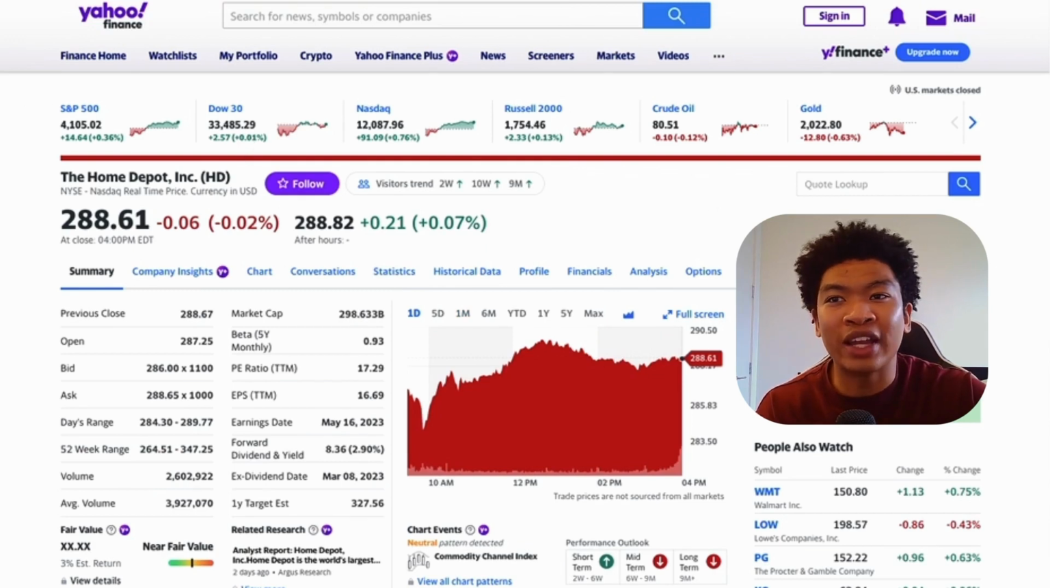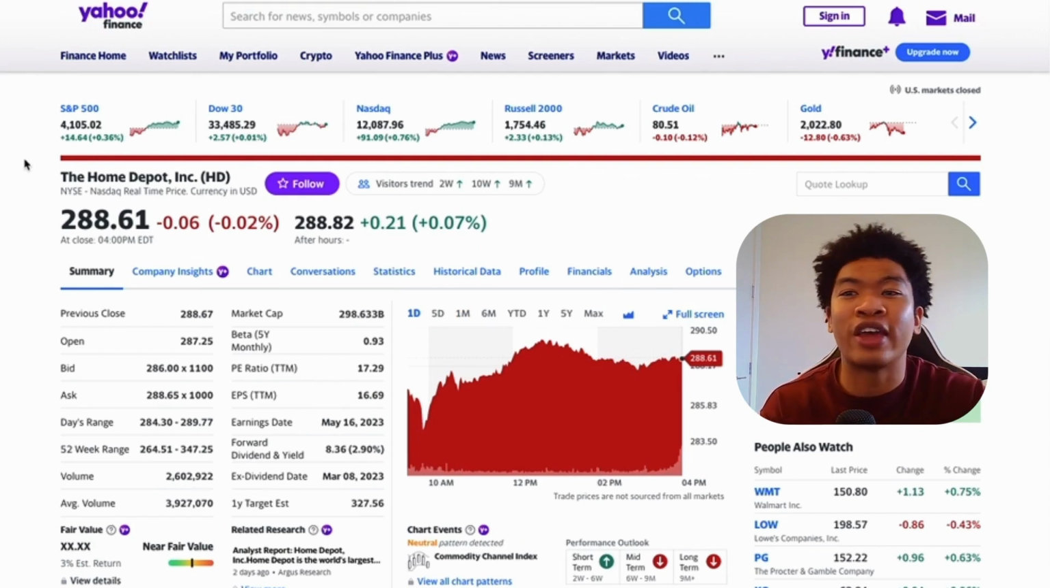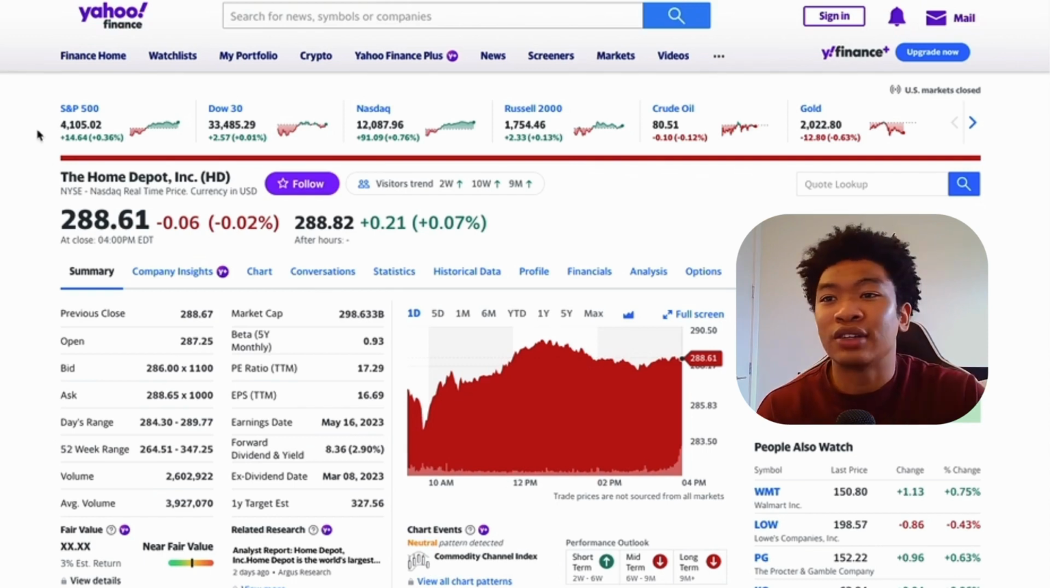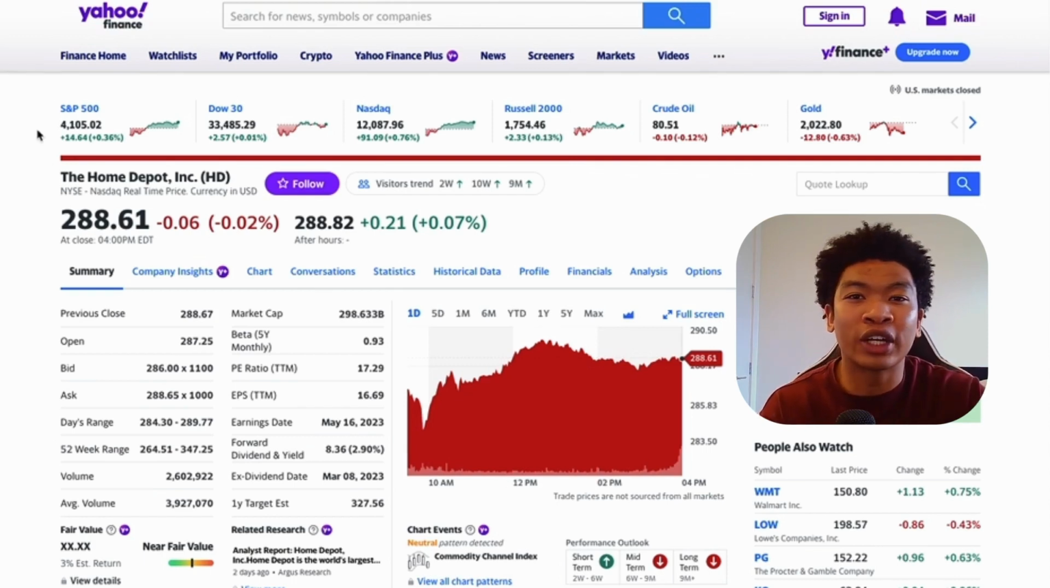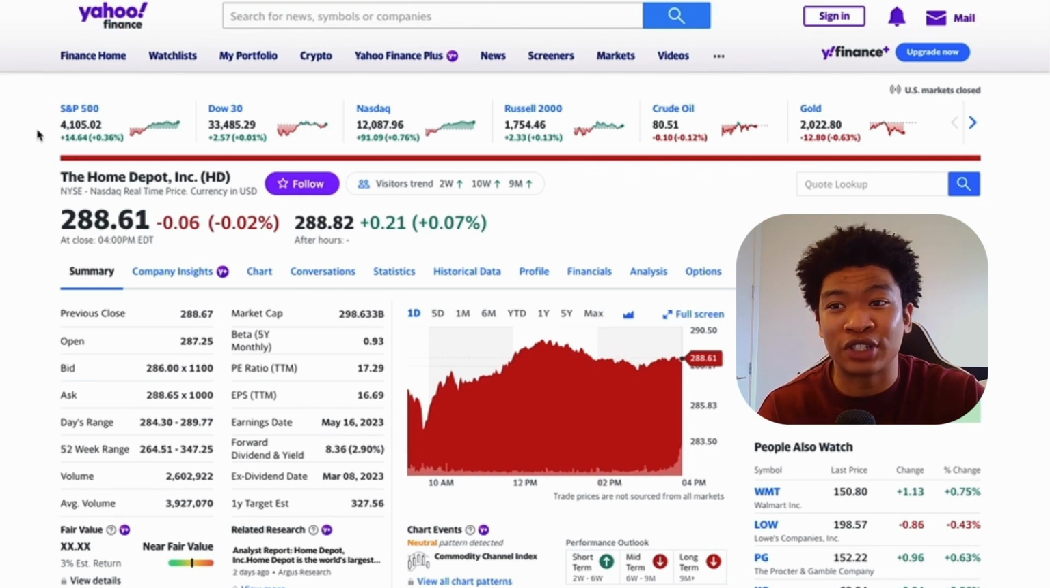If you see red for the S&P 500, then it means that the market went down that day. Whereas if you see green, then it means the market went up and did well. So pay attention to this before you look at any stocks, since it can help you understand if a stock is actually doing good or bad, or if it's just moving along with the rest of the market.